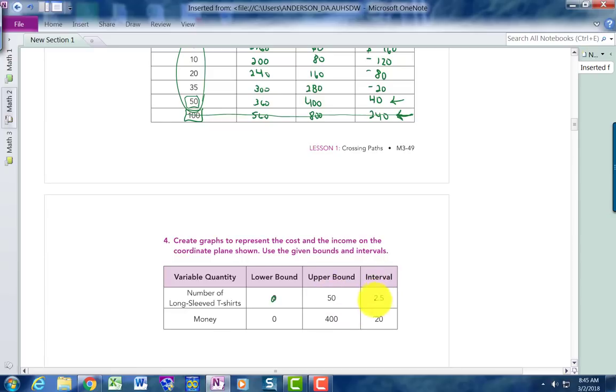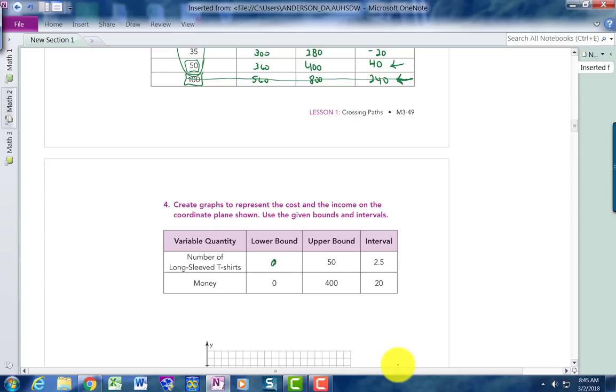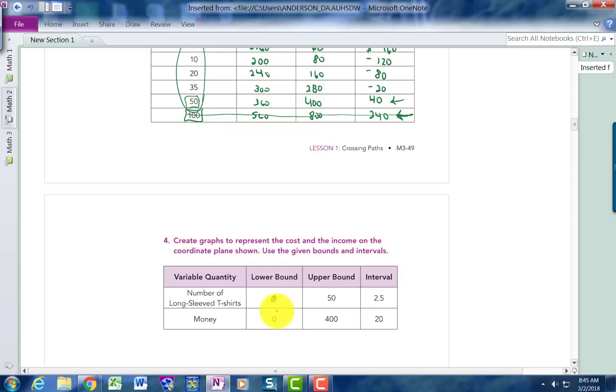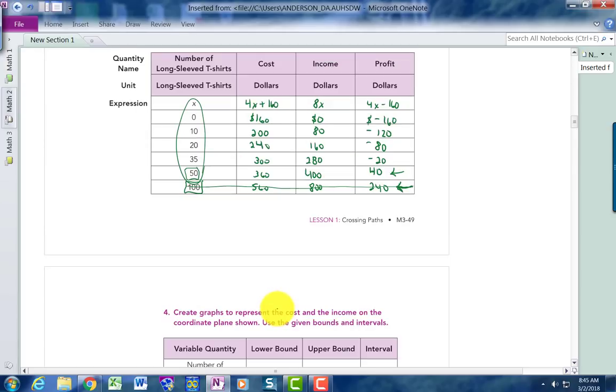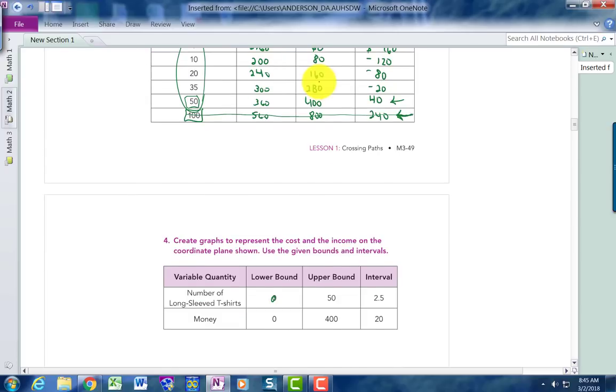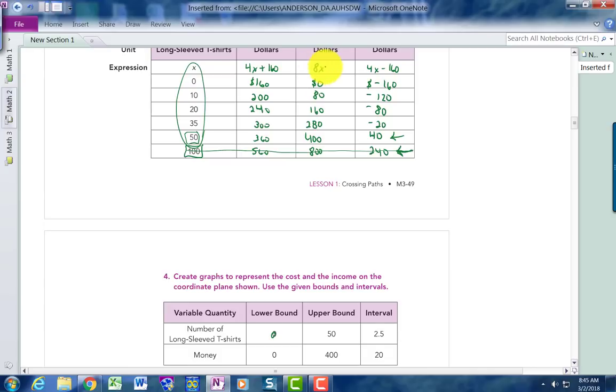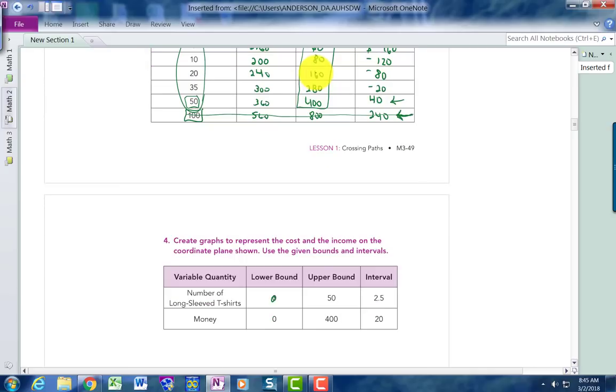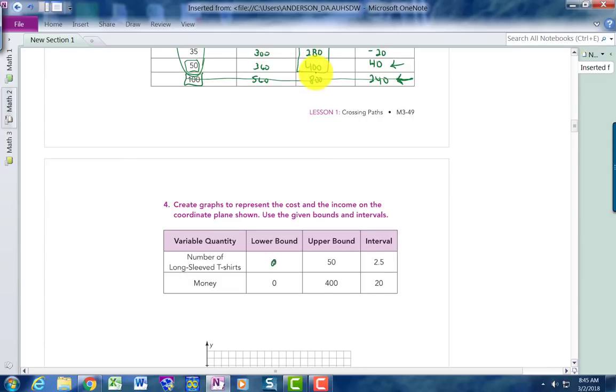And then they're counting by an interval of 2.5. Kind of a weird way of counting, but whatever. Okay, so we go to the amount of money that we make. Well, we go from 0 to 400. That was based on our actual income right here. So we went from 0 all the way to 400. So that's what they did there. And then they're counting by an interval of 20.